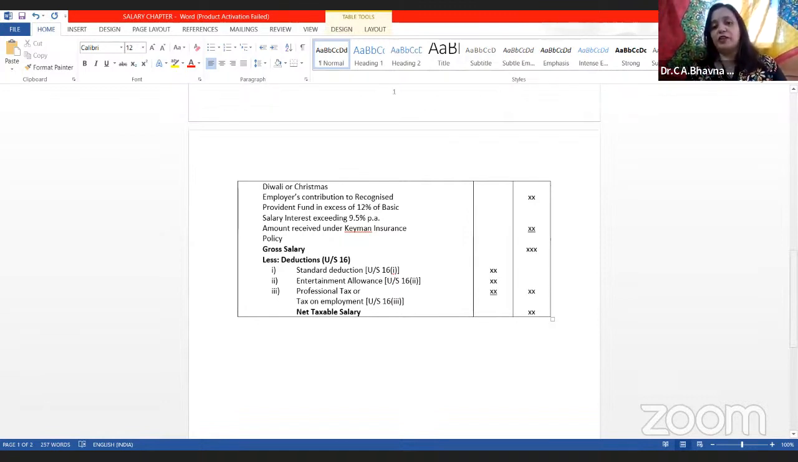And the third one is profession tax. आपकी हर month आपके salary में से profession tax का amount deduct होता है. That is allowed as a deduction. It is around 2,000 in the year, I suppose 2,400 in the year. That is allowed as a deduction. Whatever answer you get, that would be your net taxable salary.